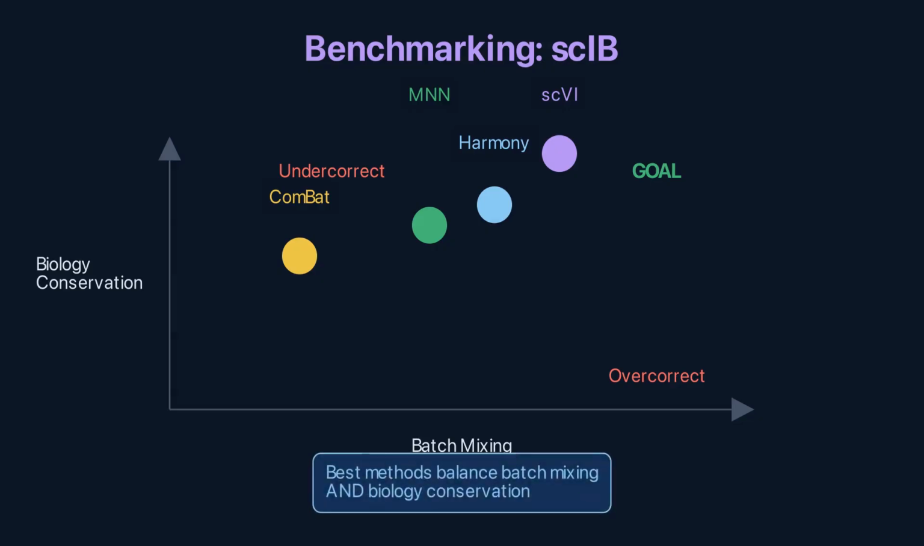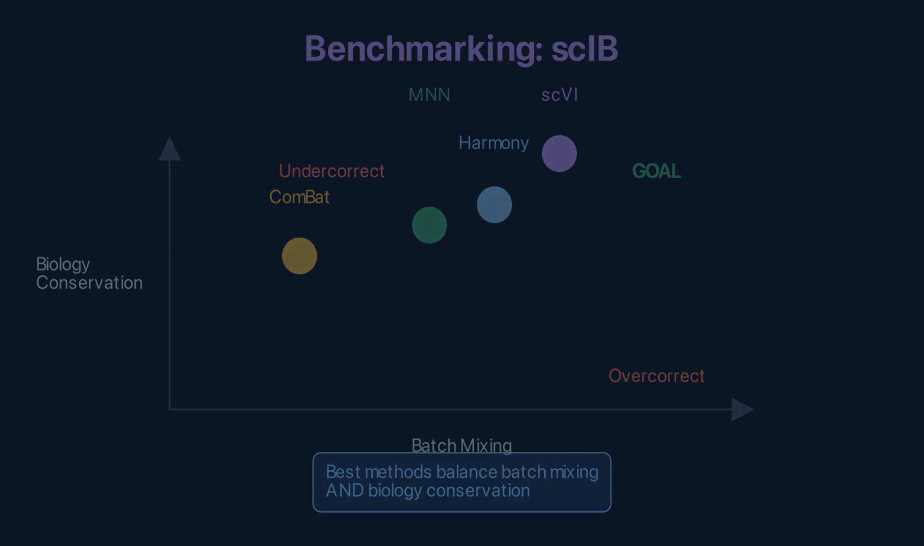A method that perfectly mixes batches but merges distinct cell types has failed. A method that preserves biology but leaves batch artifacts has also failed. The best methods score high on both.